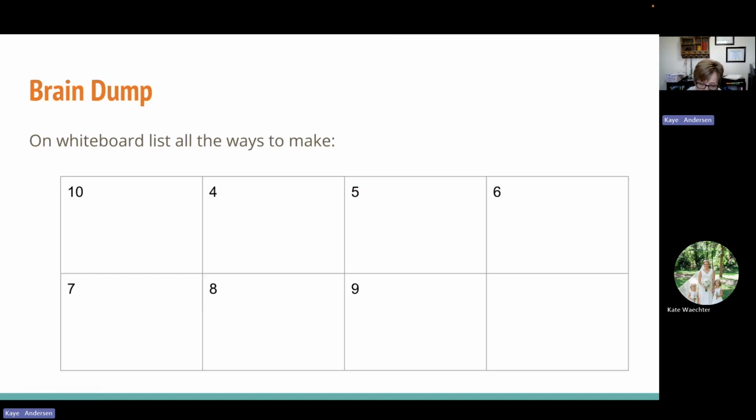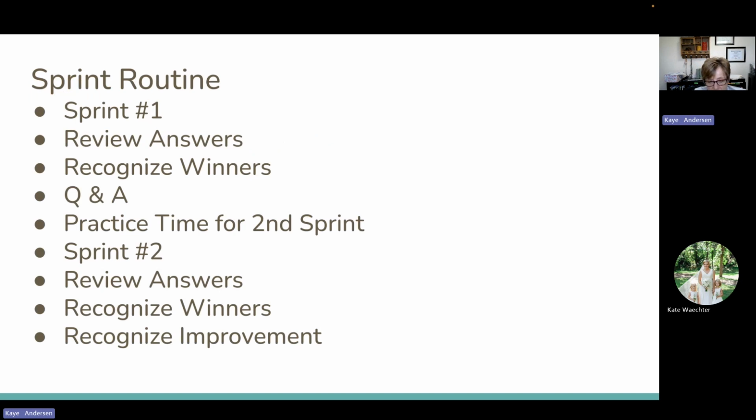Another quick way to do things is called a brain dump. On their whiteboard, because we had practiced all the ways to make 10, all the ways to make 8, students just took out their whiteboards, they wrote down all the ways to make it. Retrieval practice forces the students' brains to pull out the information, and it should be a little bit of a struggle. That struggle is what helps them make that connection and create those dendrites in the brain, which is going to lead to long-term memory, and that's our goal.